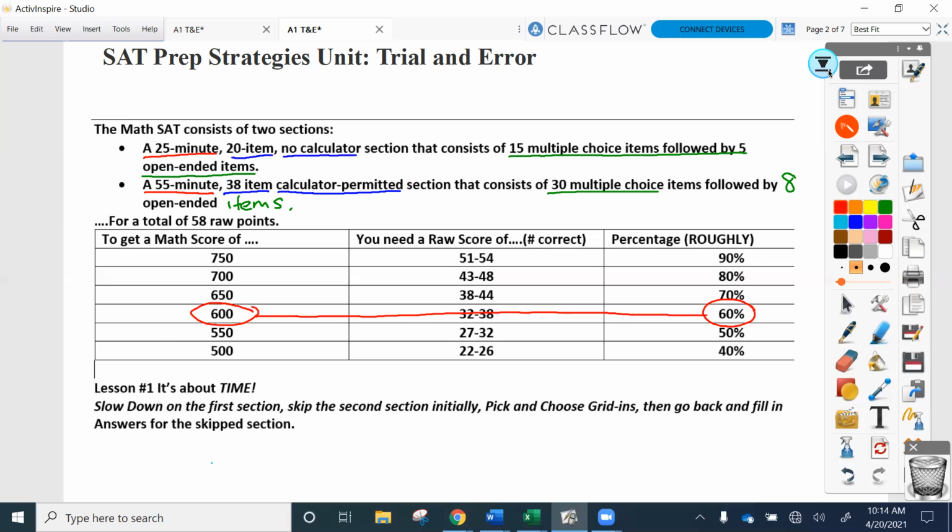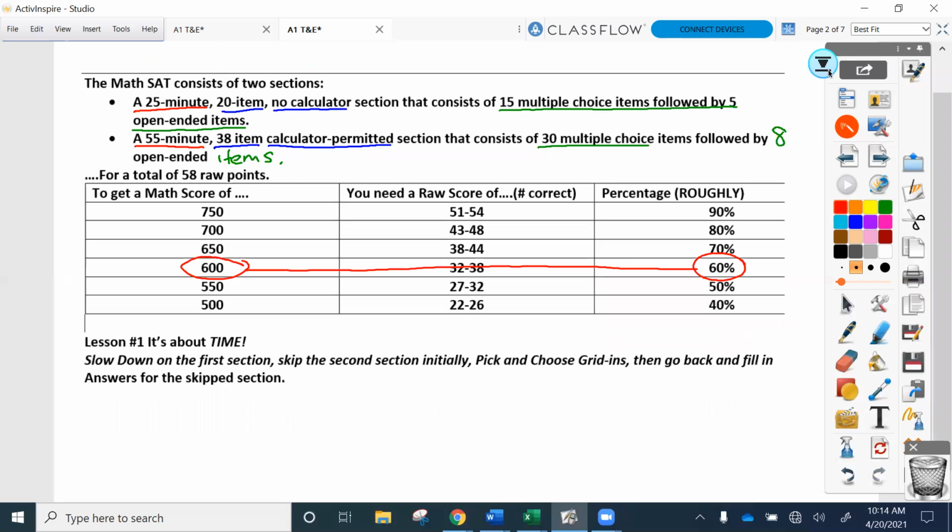All right, so why is it important to know what the math SAT consists of? Well, it's because time is really important. So on the 25-minute test, what you're going to do is slow way down on the first section because that's where the easy problems are. So let's say problems 1 through 9. Slow way down because the problems are tricky and they're going to try and trick you. And I'm going to show you all those tricks as well. But we're going to start by slowing way down on the first section.